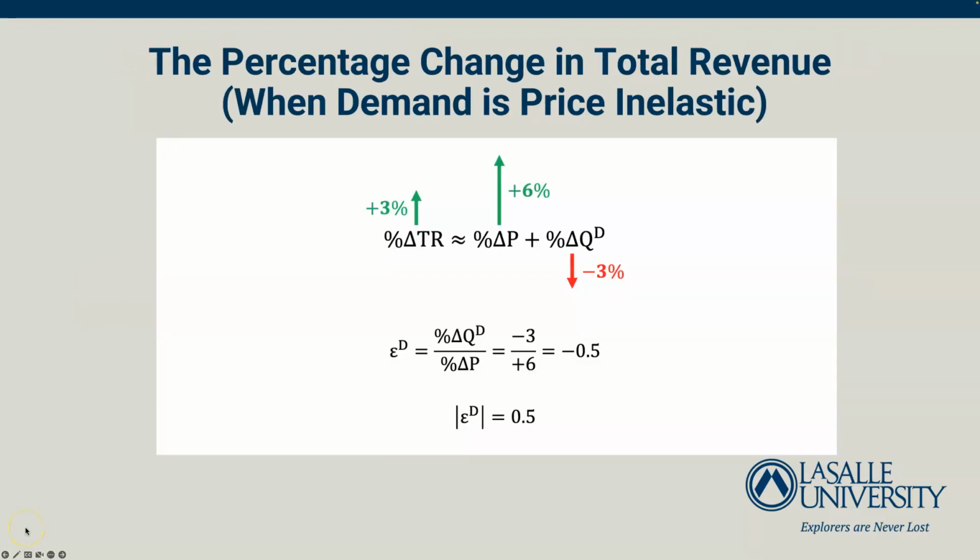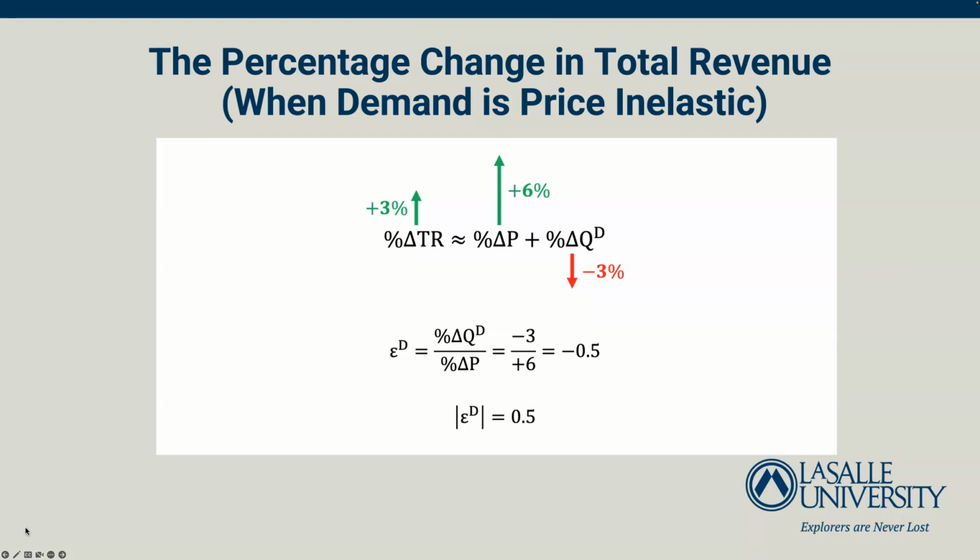So in this case, we have a 6% increase in price, and we note that demand is price inelastic. That percentage change in quantity demanded should be much smaller in absolute value than the percentage change in price. In this case, if price increases 6%, perhaps the quantity demanded will fall by 3%. And that means that approximately total revenue will rise by 3%. That's the case when demand is price inelastic. That's where a price increase leads to an increase in total revenue or also total expenditure.